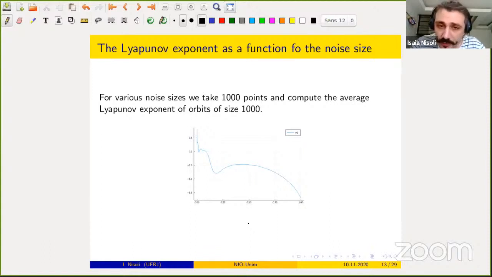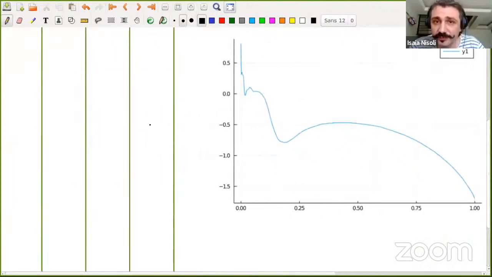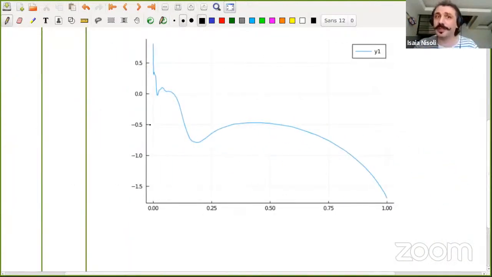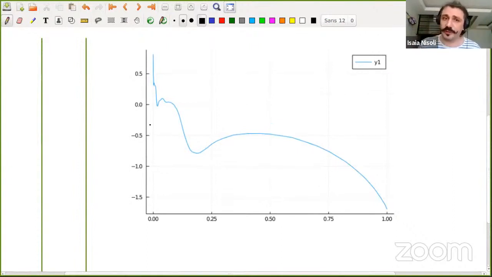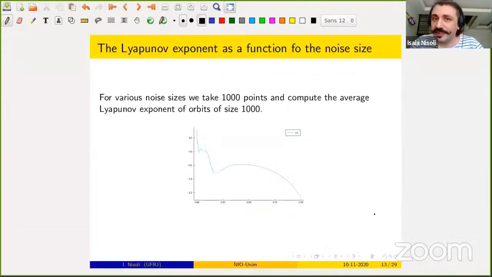And what we can do is this is a graph. Everything that I'm showing now is non-rigorous. It's not a mathematical proof. But this is a graph of what happens computing the Lyapunov exponent with respect to the size of the noise. And we plot this, and we can see that the Lyapunov exponent has a really interesting behavior. So it starts positive and then gets negative, then gets positive back and then gets negative. The behavior of the Lyapunov exponent in these experiments is really interesting.